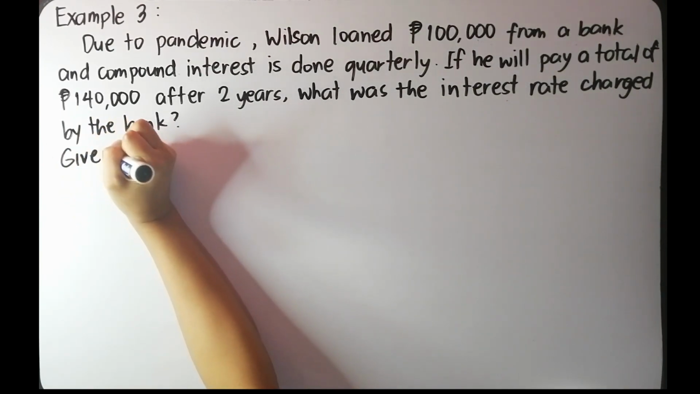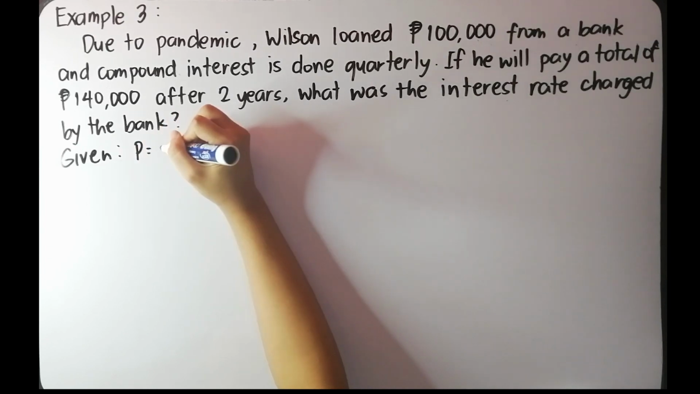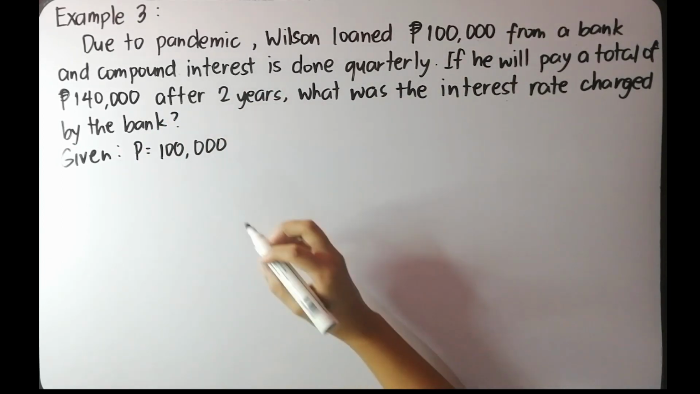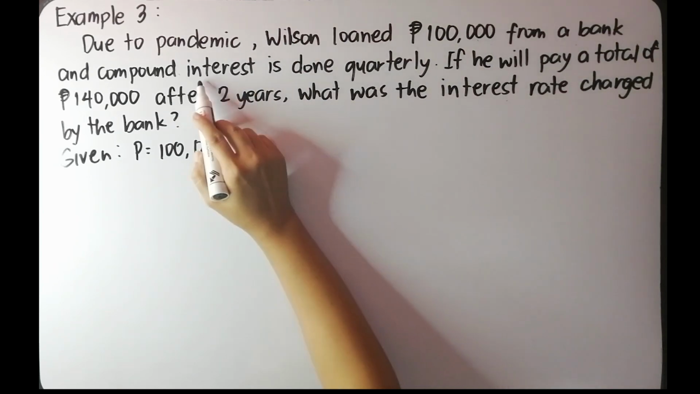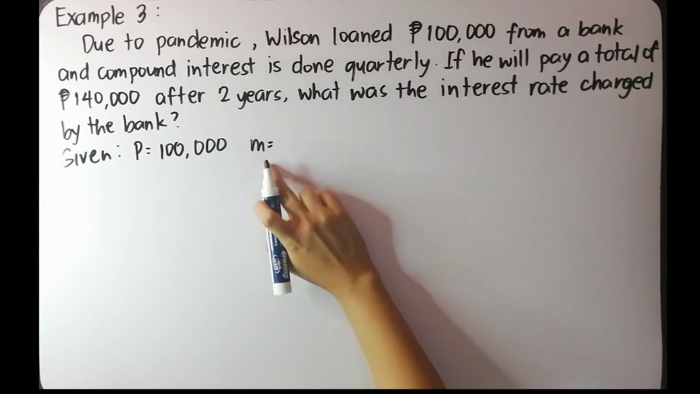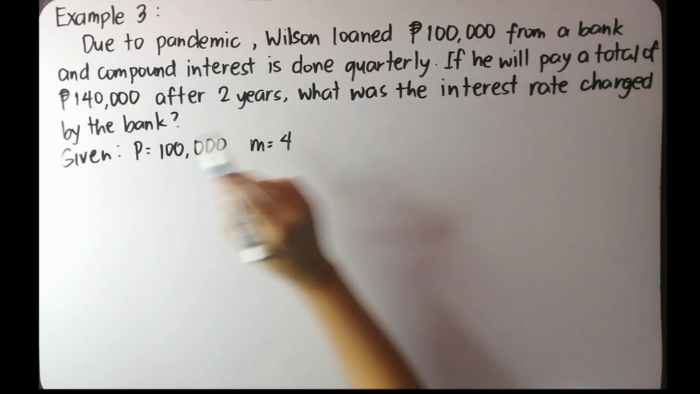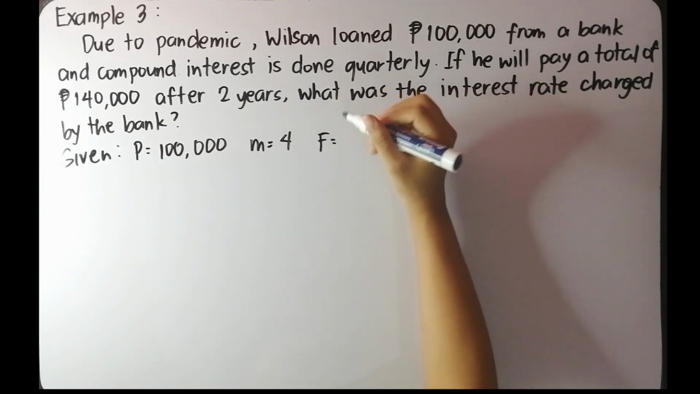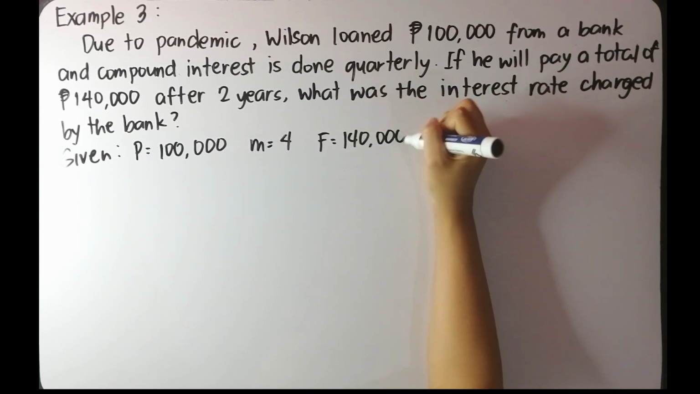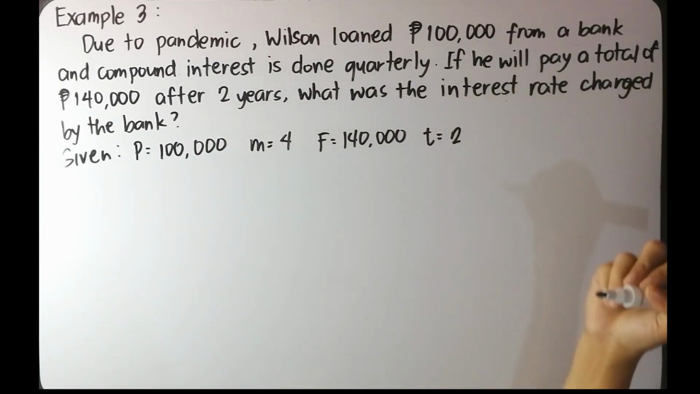We have given the principal value that Wilson loaned from the bank, which is 100,000 pesos. And the interest is compounded quarterly. So our frequency here, since it's quarterly, is how many times the interest will be charged in a year, so we have 4. If he will pay a total of 140,000, so we have the future value or the maturity value 140,000. And the time here is given, which is 2 years. So we have t equals 2.